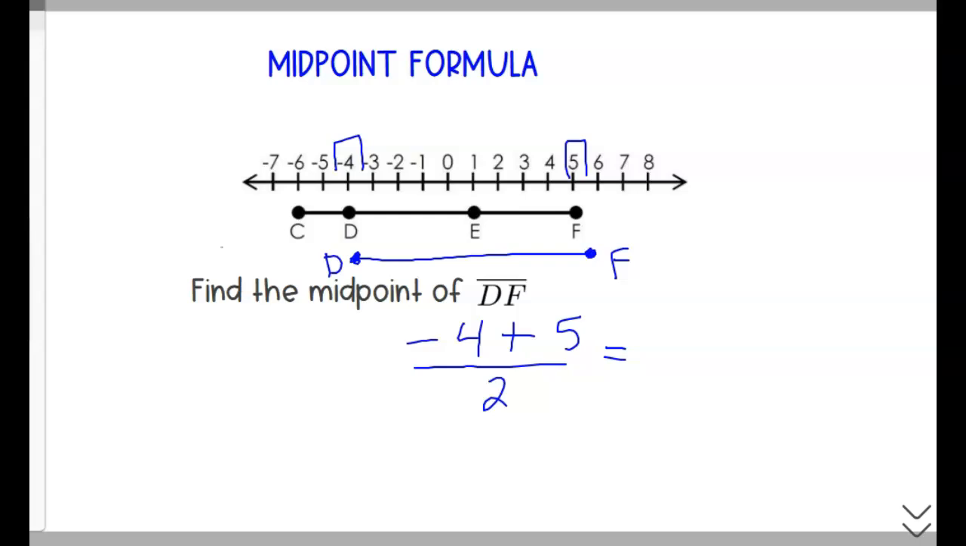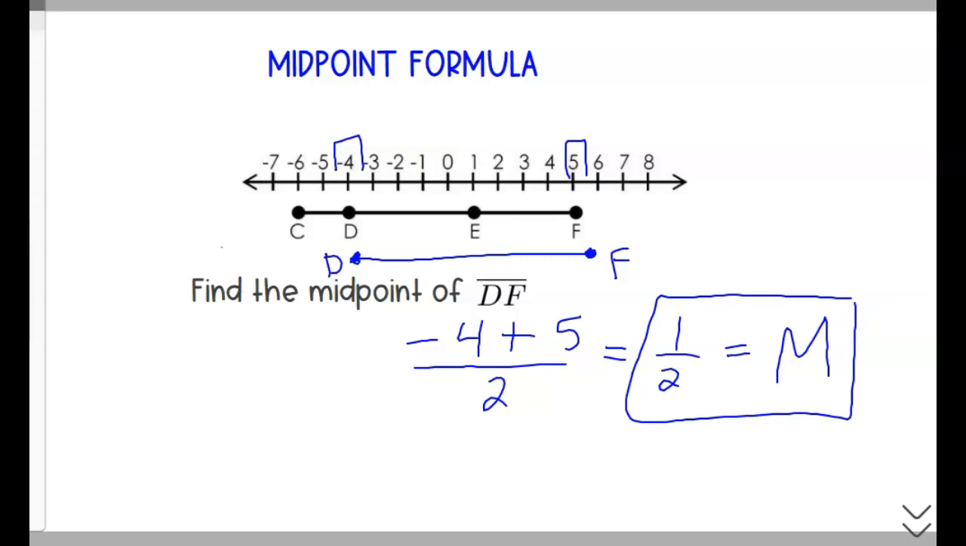Okay. What is -4 plus 5? 1. Divided by 2. So my midpoint is located at 1/2, or decimal 0.5. Okay, which makes sense. If we plot it right here, that's the middle. Okay. Alright, are you good so far? Alright, that's just to get us started.